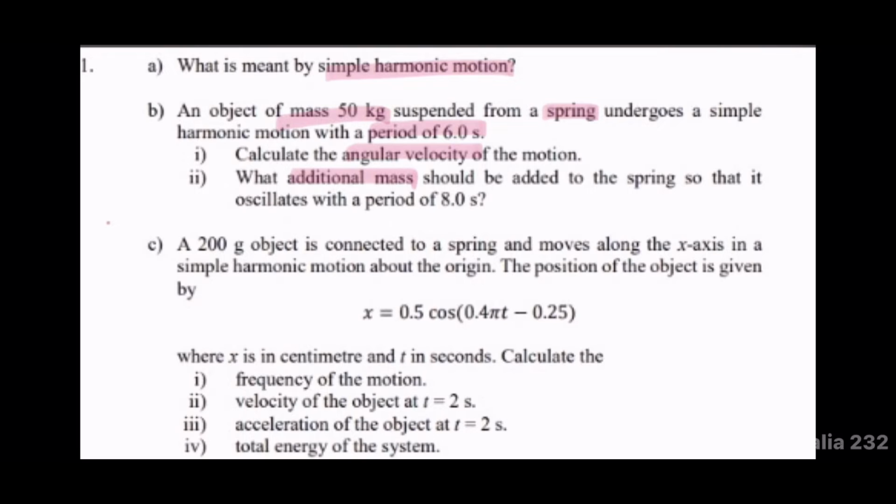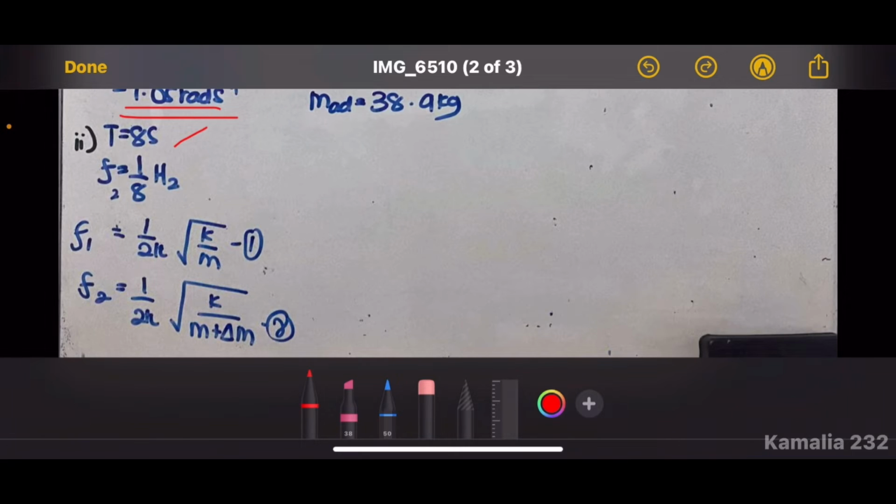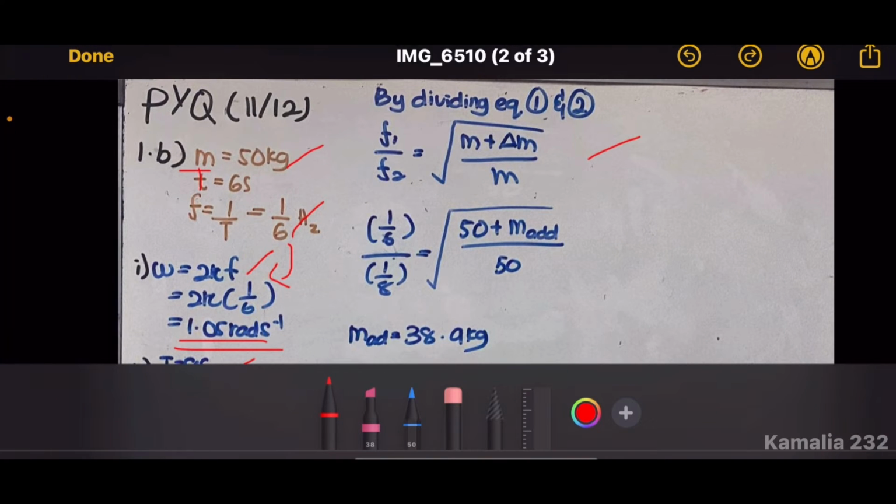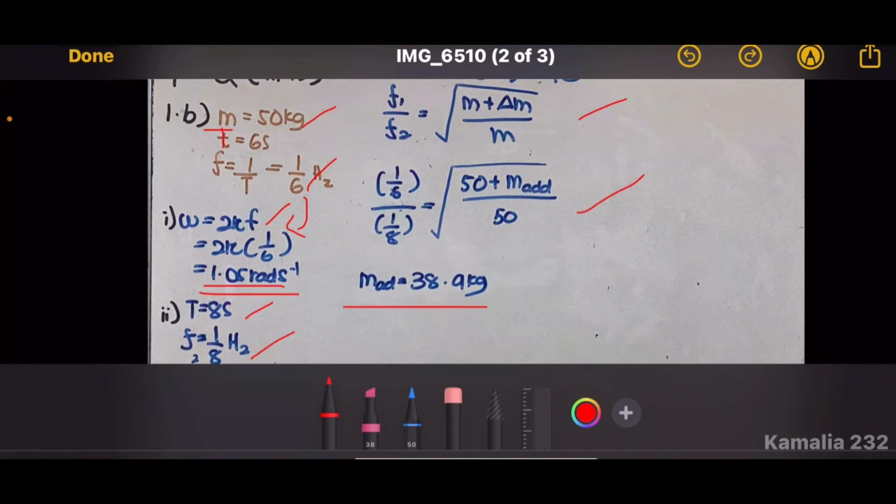The second question is, what additional mass should be added to the spring so that it oscillates with a period of 8 seconds? Given the period is 8 seconds, so the second frequency is 1 over 8 Hz. We use the mass-spring equation, f equals 1 over 2 pi square root of k over m for the first equation, and after the mass is added, the equation will be like this. Dividing equation 1 by 2 and substituting the values into the equation, we get the additional mass is 38.9 kg.